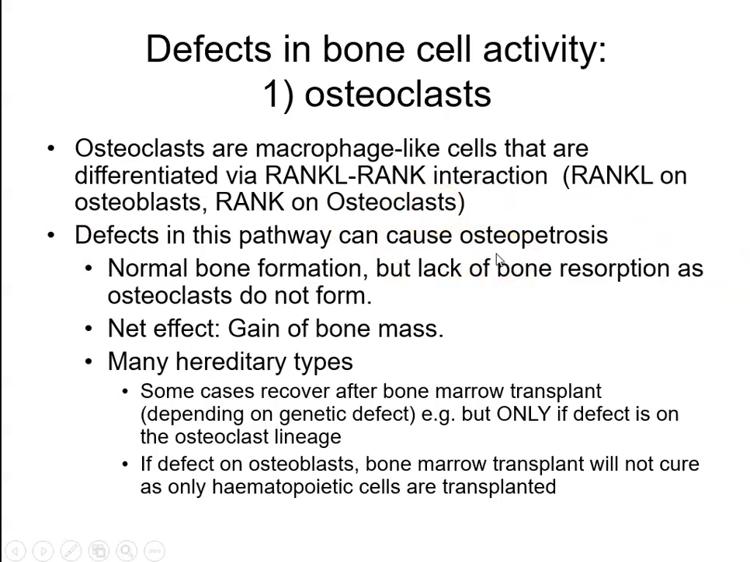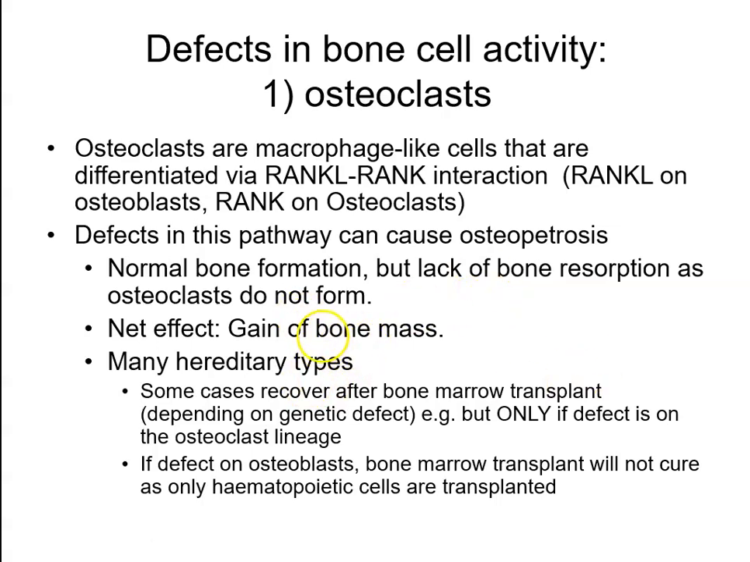It's an inherited disorder where either the RANK ligand or the RANK can be defective. The net result of this is you get normal bone formation, so the osteoblasts still function, but you don't get the osteoclast forming, and you end up with just a build-up of bone. And in this situation, osteopetrosis, the bones are much thicker. The cortical bone is much thicker than normal.